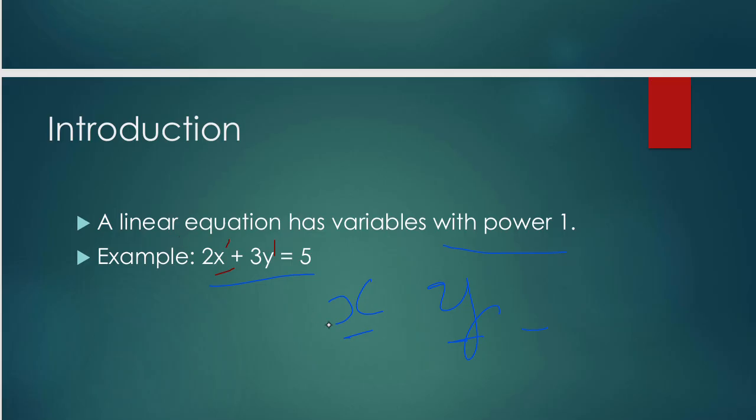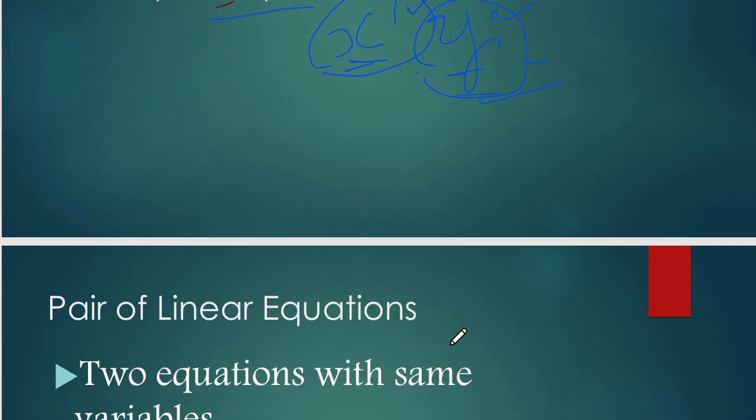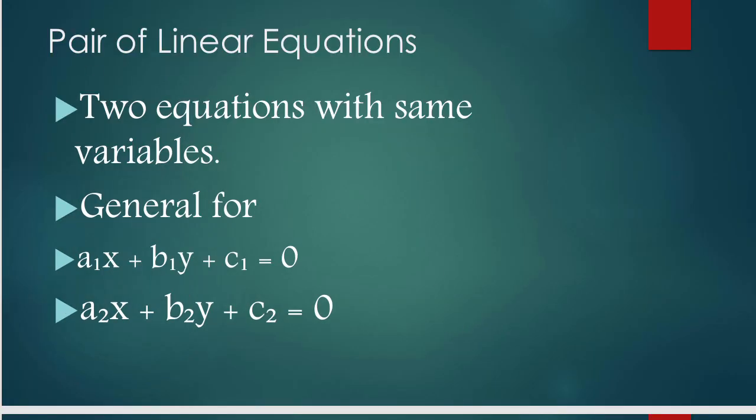Linear equation means the equation which has the highest degree as 1. You can see the power of x is 1 and the power of y is also 1. So highest power is 1. So such equations are called linear equations, and it has two variables, so it is a linear equation of two variables. So why do we call it a pair, or when do we call it a pair of linear equations?